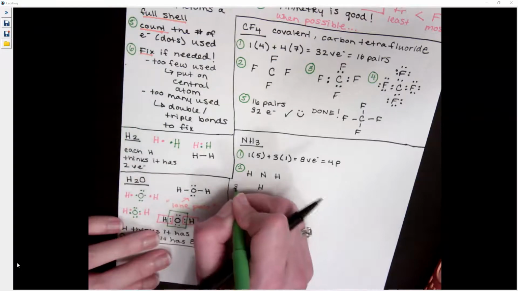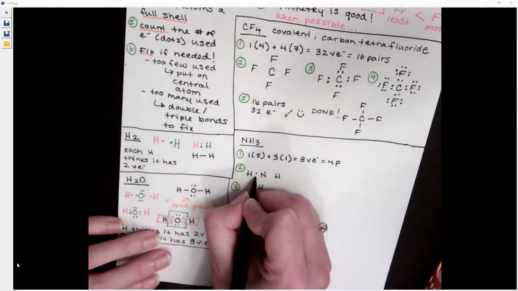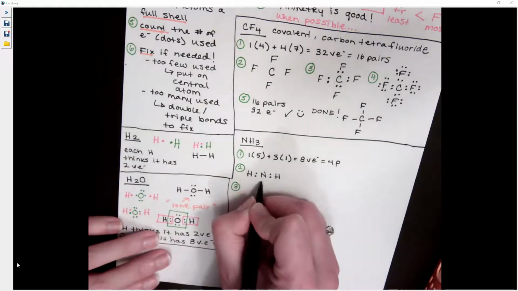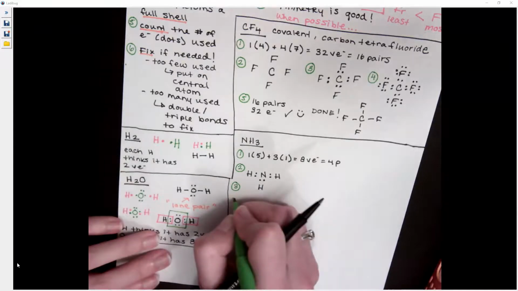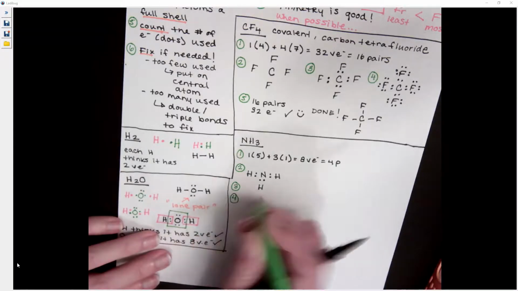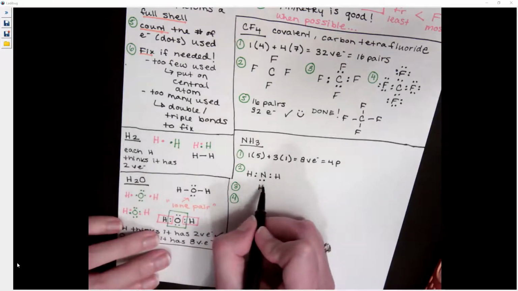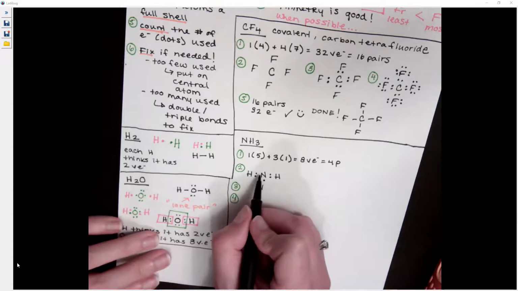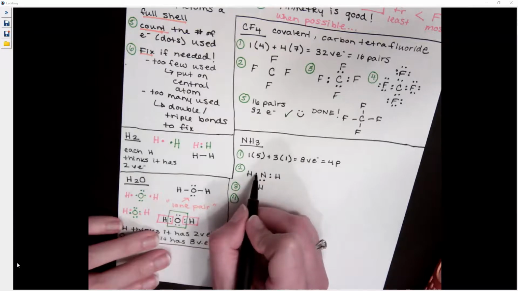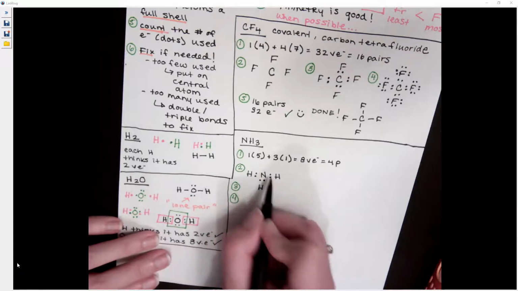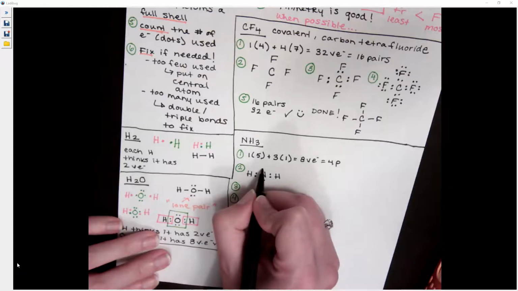My next step is to give everything a single bond. We don't want any atoms floating around by themselves. Step 4 is to give everything a full shell. Well, the hydrogens are full because they already have 2. Nitrogen right now feels like it has 1, 2, 3, 4, 5, 6 electrons. So it needs a couple more.